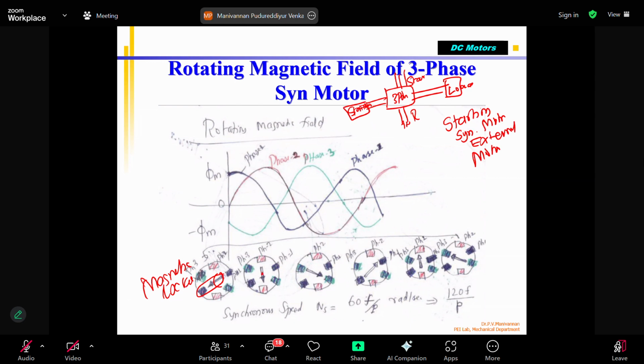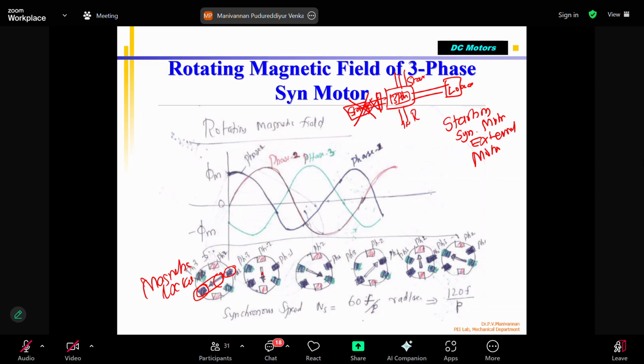In a synchronous motor, you need a small starting motor which will rotate the rotor so that the rotor magnetic field, north and south pole, gets locked with one of the phases, whichever is in position. Once it gets locked, your starter motor can be disconnected. Maybe you have a clutch, you disconnect it.